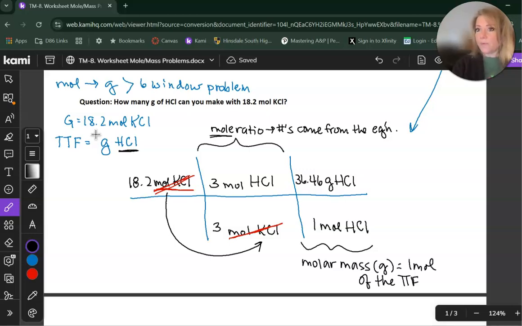Basically, you guys, what we've done here is we've taken two proportions, the mole ratio and the molar mass, and we've just kind of merged them together. We've welded them together into one long table instead of doing it all separately.